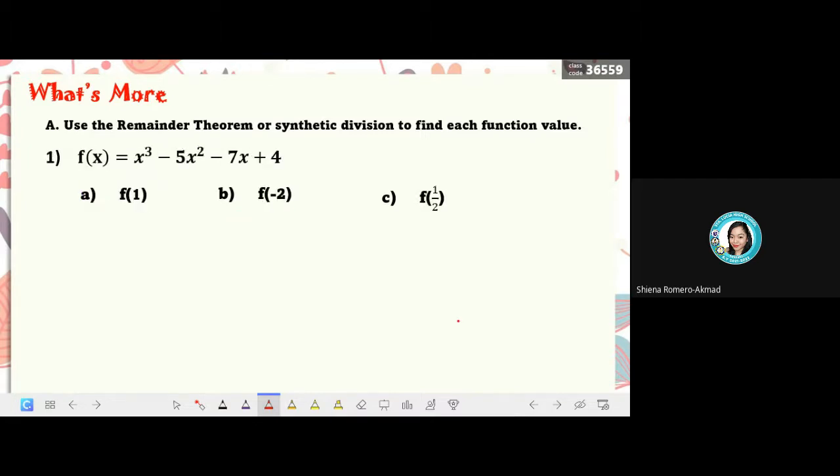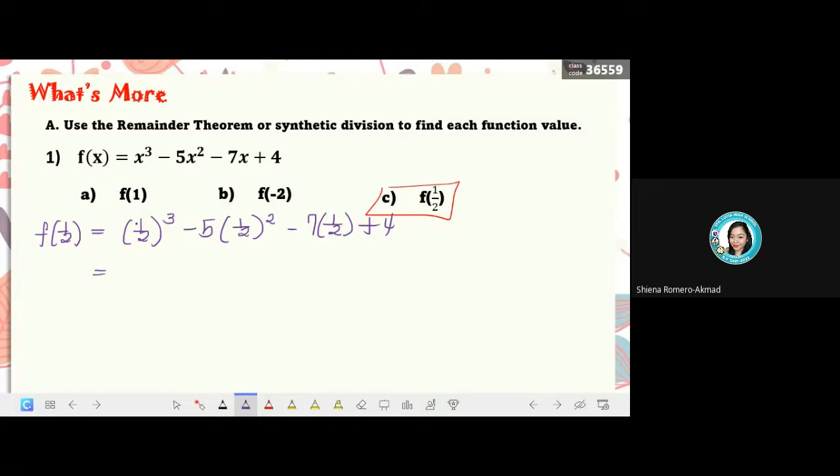So, isa na lang. Ito na lang may fraction. So, let's substitute. F of 1/2 is equal to 1/2 times, raised to 3, minus 5 times 1/2 squared minus 7 times 1/2 plus 4. Ituturo ko lang sa inyo paano pag may fraction na. So ito, both numerator and denominator, i-multiply natin sa sarili niya ng 3 times. So that is 1 over 8.